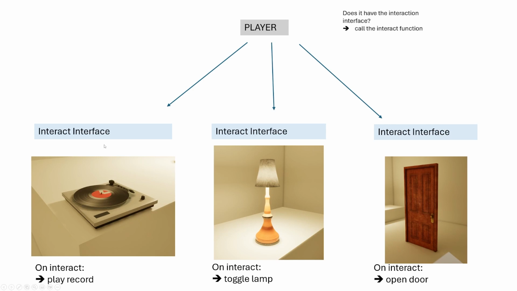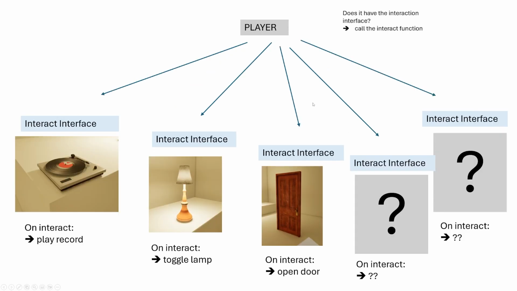So when we add it, we'll add the interaction interface to our record player, and we'll make the function play a record. And on our lamp, we'll make the function toggle the lamp. And on our door, we'll make the function toggle the door. And the good thing about this is that all our player has to do is cast out and say, does this have the interaction interface? And if it does, call the interact function. And the player doesn't need to know anything about what it's hitting or what it needs to do. And we can just keep that on these objects.